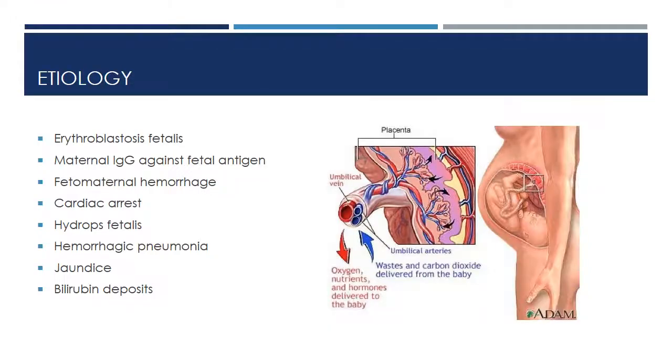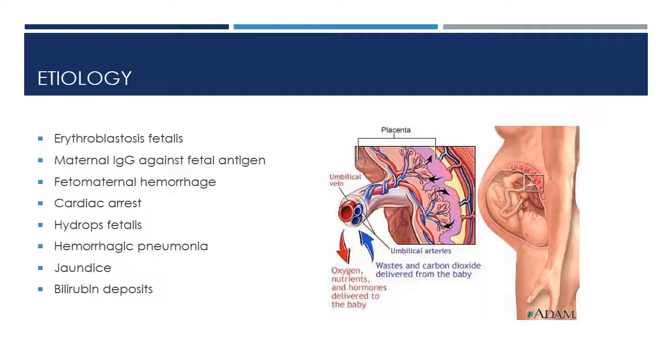Hemolytic disease of the newborn causes, or the old-fashioned term for it was erythroblastosis fetalis. It's caused, as we know, by maternal IgG, which is directed against some fetal antigen. We know that it has to be IgG because the other species of immunoglobulin don't cross the placenta. So it's the IgG species that causes the problem.